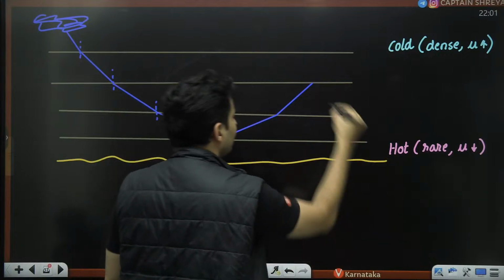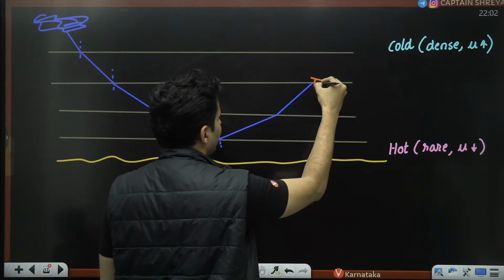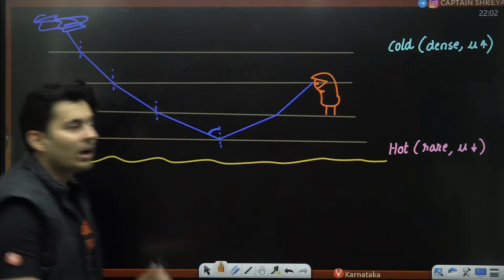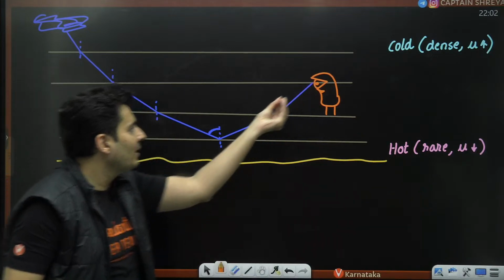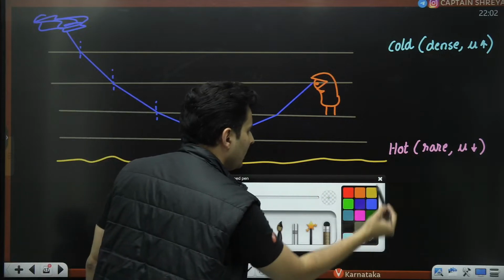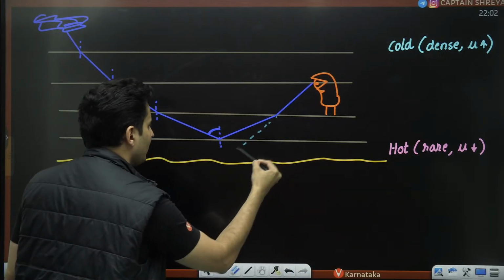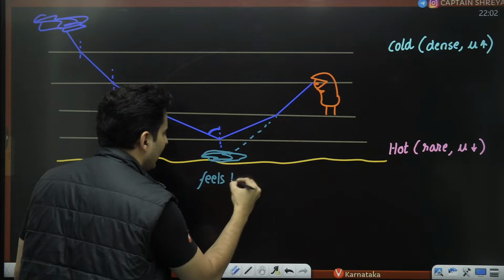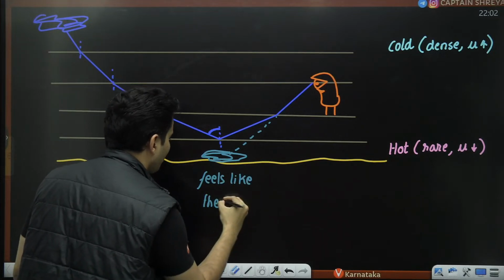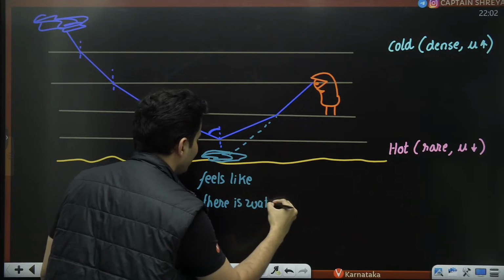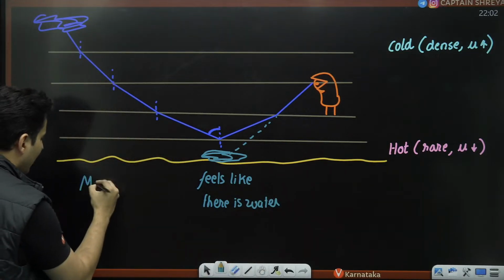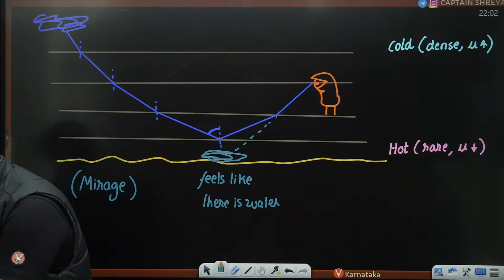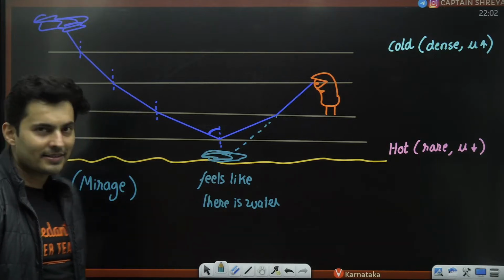And imagine there is some person standing over here. What will that person feel? That person will feel, oh my God, there is this ray which is coming from here. Maybe he feels like there is water over here because it is bluish in color. This is called a mirage. Got it, everyone? Yes, this is called a mirage.